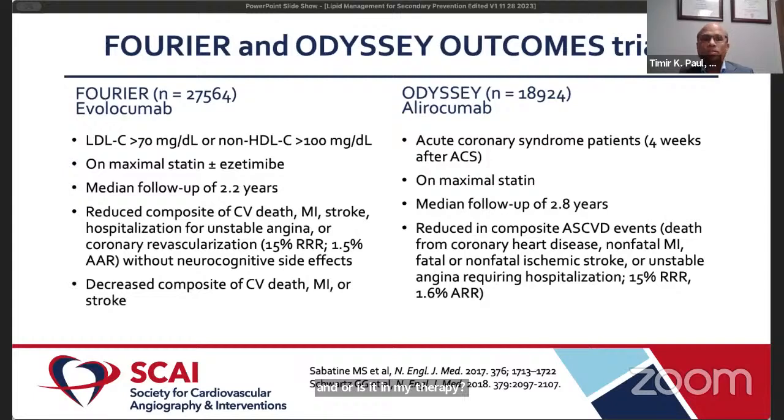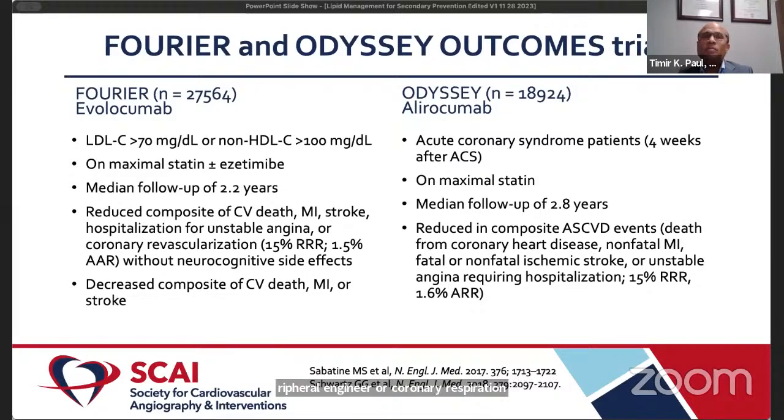These are the two landmark trials. The FOURIER trial, more than 27,000 patients, tested evolocumab, including patients whose LDL was more than 70 or non-HDL cholesterol more than 100. Those patients were already on statin with or without ezetimibe, with a mean follow-up of 2.2 years. And it showed a significant reduction in the composite of cardiovascular death, MI, stroke, hospitalization for unstable angina, or coronary revascularization.